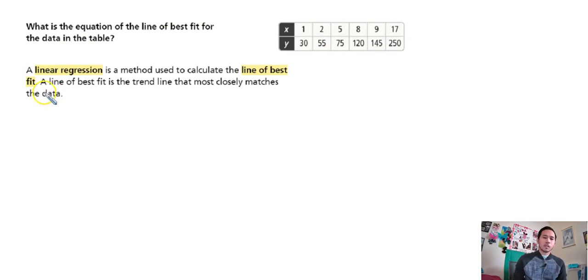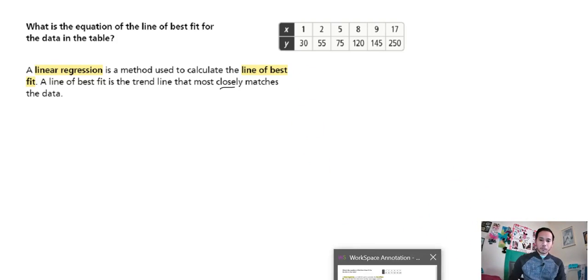And I want to define what a linear regression is. A linear regression is a method used to calculate the line of best fit. A line of best fit is the trend line that most closely matches the data. It's not a perfectly straight fit, but we need to make at least the closest line that we can. All right, so the first thing that I want you to do is grab your calculator.